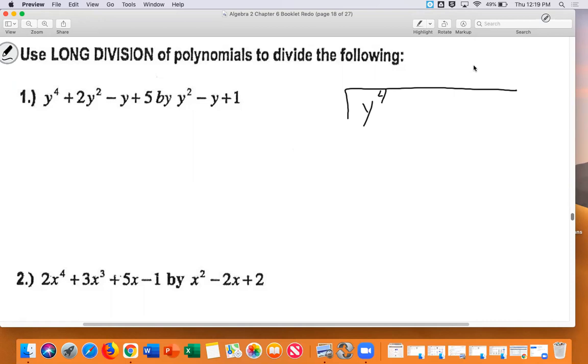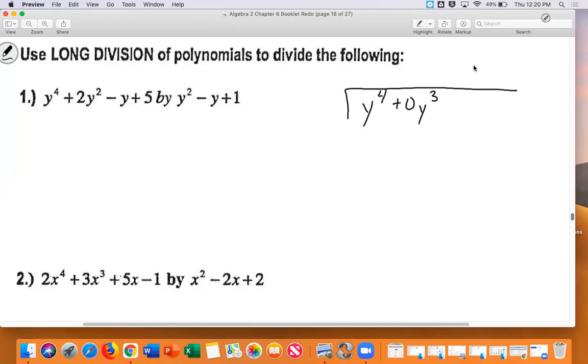Now, are there any y cubes? There's no y cubes in the problem. Do you see that, Hansi? There are no y cubes. So what I do is I fill that in and write 0y cubed. Okay? Does everybody see that? Now, I think it will help you out in the next thing, and it does help you out keeping things aligned here.